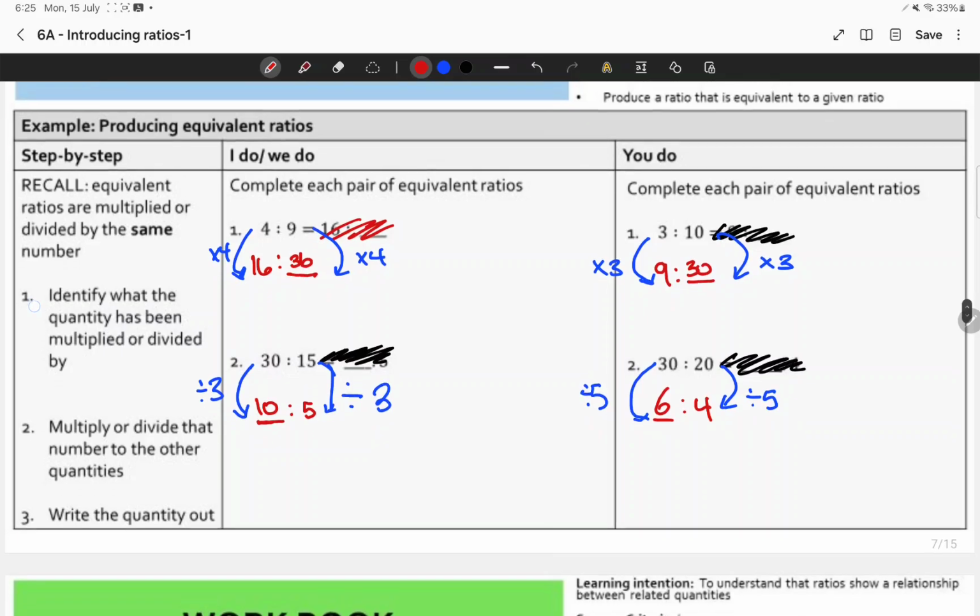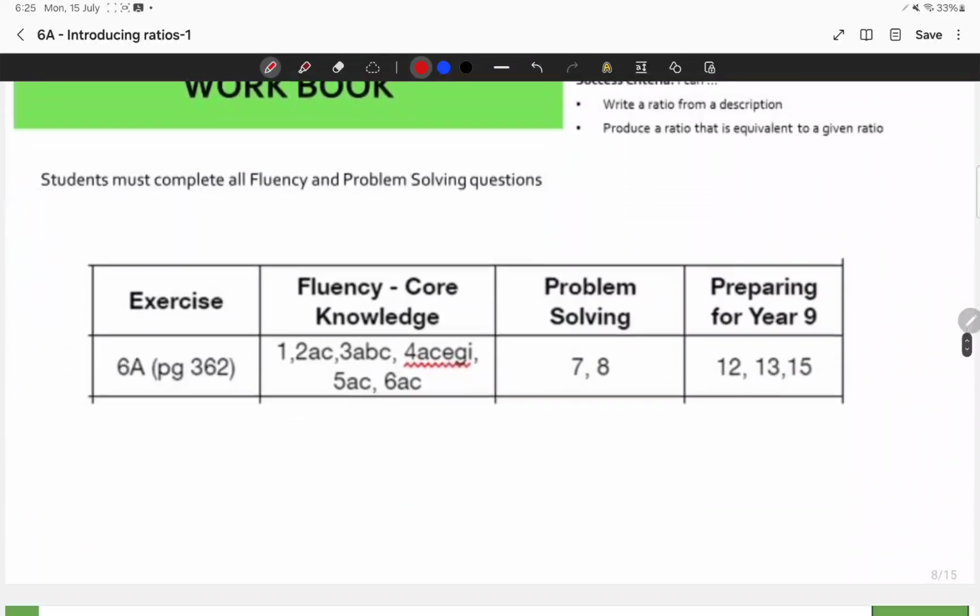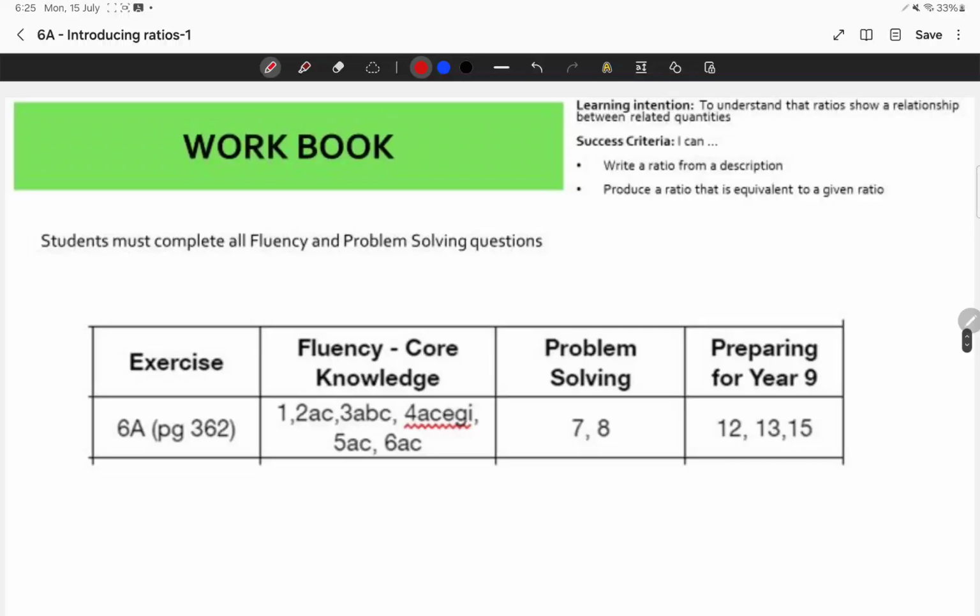All right, that is it for today. This is the log sheet for you guys to complete. As per usual, I need everyone please to complete at least these 2 right there for me. And then if you have capacity, challenge yourself to complete the preparing for year 9 as well.